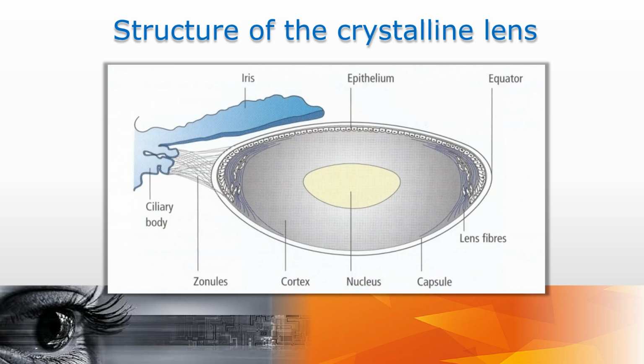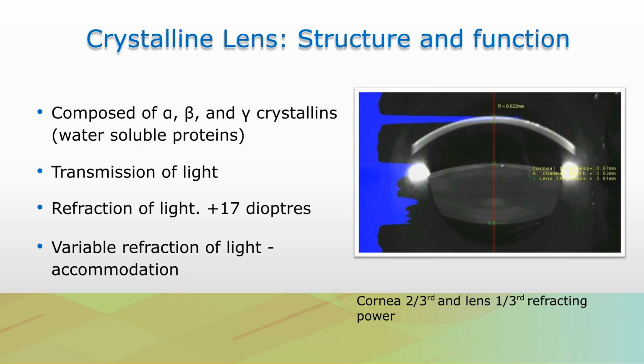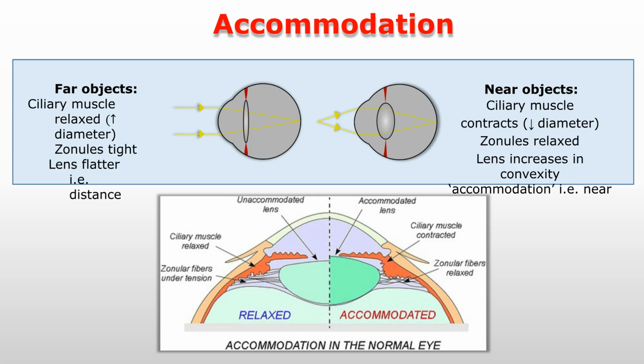This slide illustrates the structure of the crystalline lens. The crystalline lens is made of water-soluble proteins called crystallins. It transmits and refracts light, contributing +17 diopters of refractive power. It also enables variable light refraction through accommodation. Accommodation allows for clear vision at varying distances.